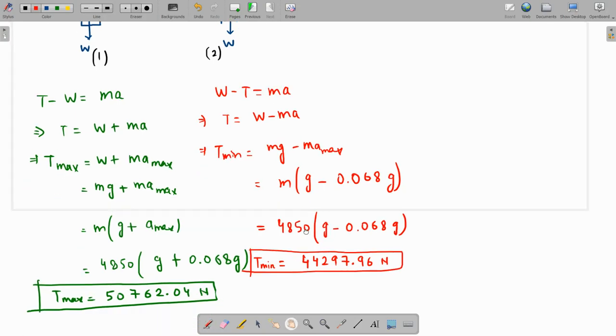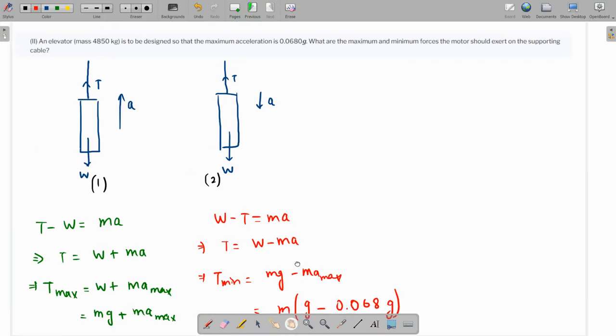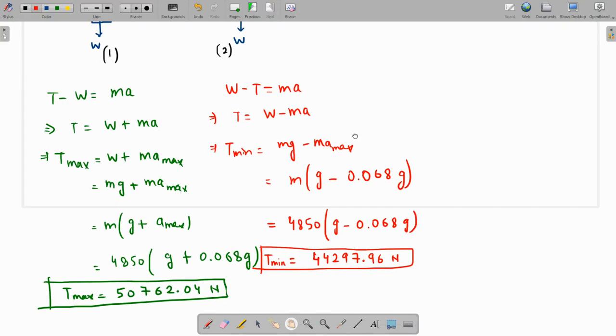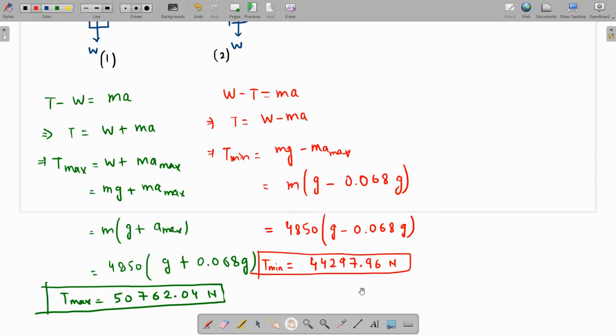So these are the required minimum and maximum values of the tension, or the forces the motor should exert on the cable. Thank you.